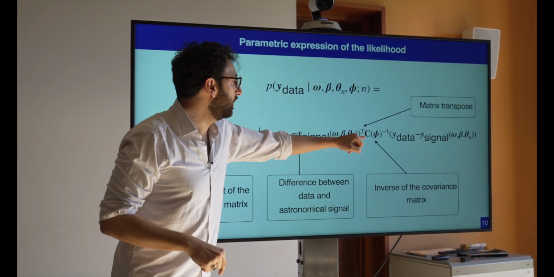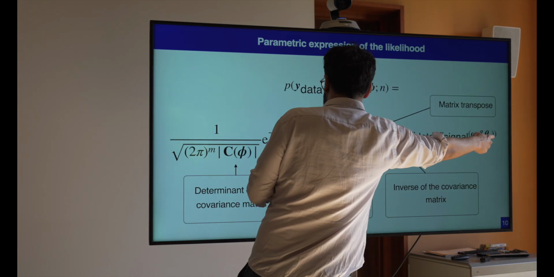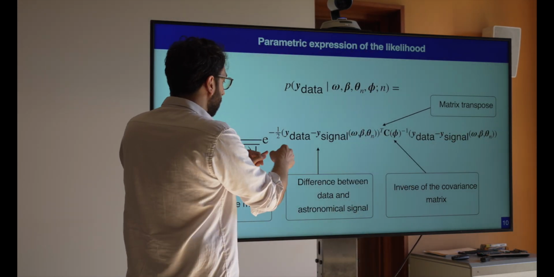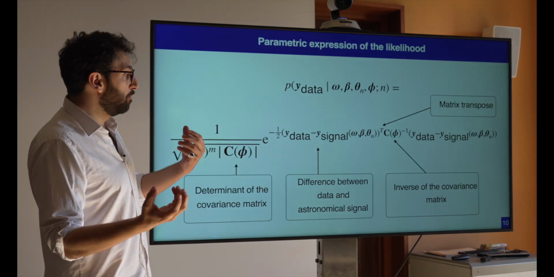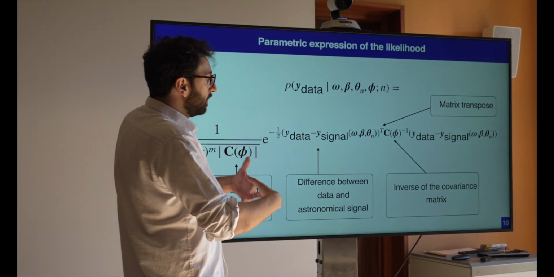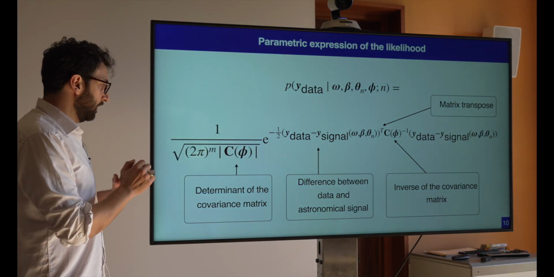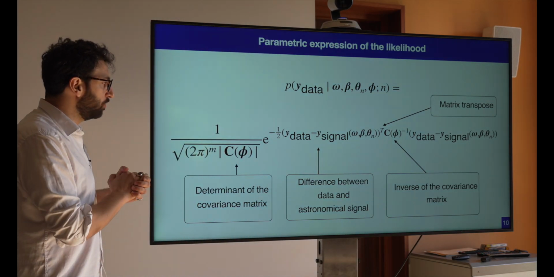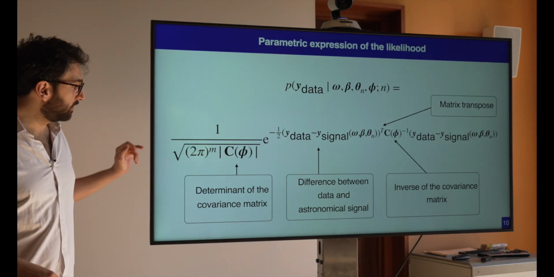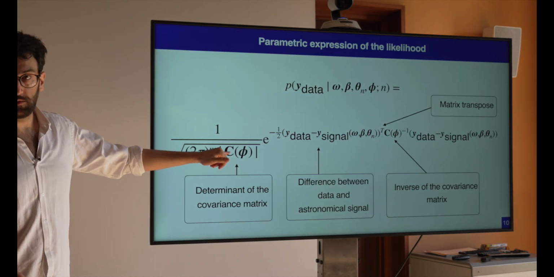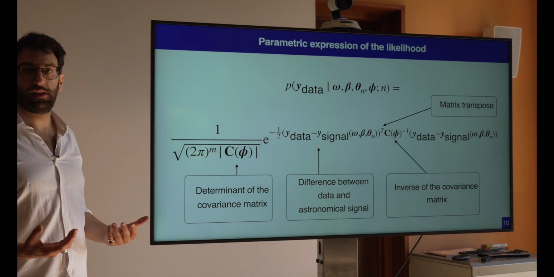So this is basically the chi-squared. This is all that's in this exponential, except the -2. This is basically the distance between the model and the signal, weighted by the properties of the noise. And to finish off with the notations, this is the determinant of the covariance matrix. So that's the generic expression for a multivariate Gaussian distribution.